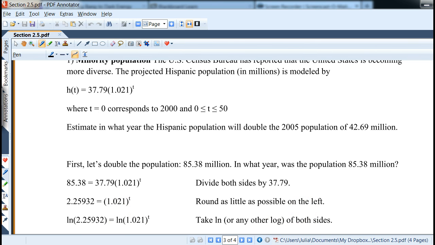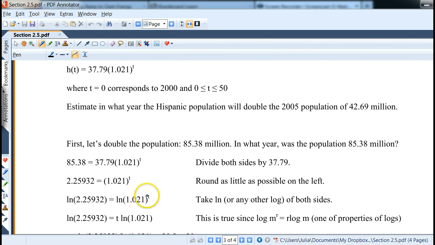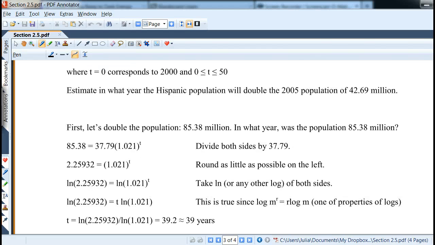So what happens in this situation is one of the properties is that the exponent comes down in front of the ln, and it looks like this. This is one of the properties we're going to need: the log of an exponent of an exponent is essentially a multiplication of exponents. If you think about power of a power, let's say 2 to the 3rd power, and then you square it, it's going to be 2 to the 6th power. So it's really a multiplication of exponents.